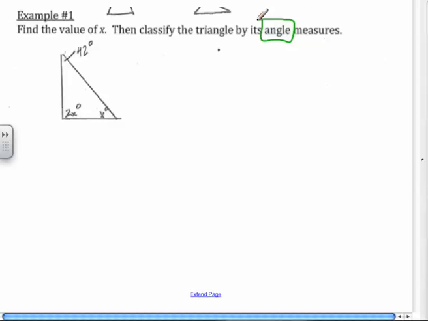Well, we know that all the angles equal 180. So what Reed just told us is that if I add up all the angles, I get 180. Well, let's do that. I'm going to get 42 plus 2x plus x is equal to 180. Excellent. Now, where do I go from there, Ruben?